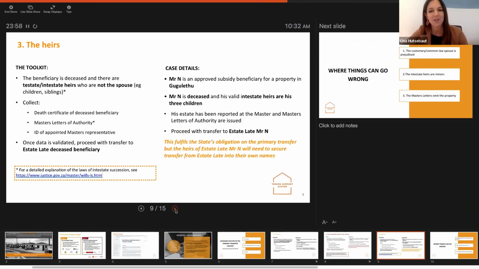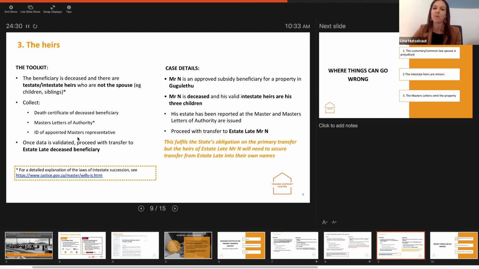Thank you. So the third scenario is where there is one beneficiary who is deceased, and there are heirs, but those heirs are not the spouse. So it's usually children of the deceased. It can be siblings of the deceased, brothers and sisters. I've just put a little star there to a link to a website through the Master's Office of a detailed explanation of how the laws of intestate succession work.